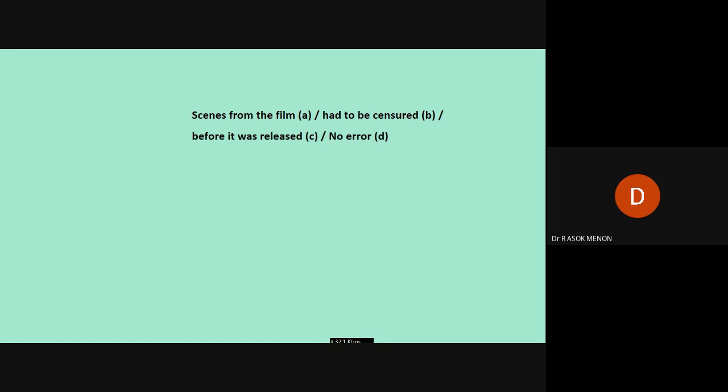Film had to be seen? No, that's wrong. No, have to be is also wrong. See the underlined word. Look at the underlined word and try to understand its meaning. Censure.